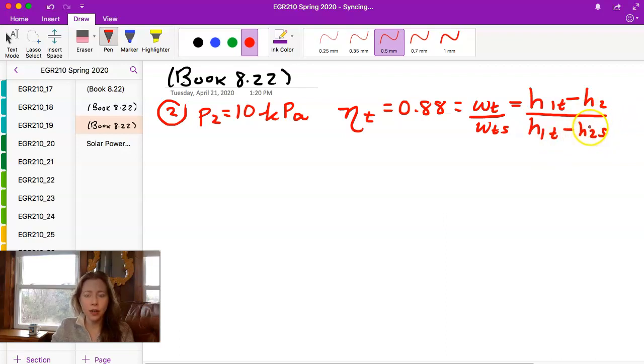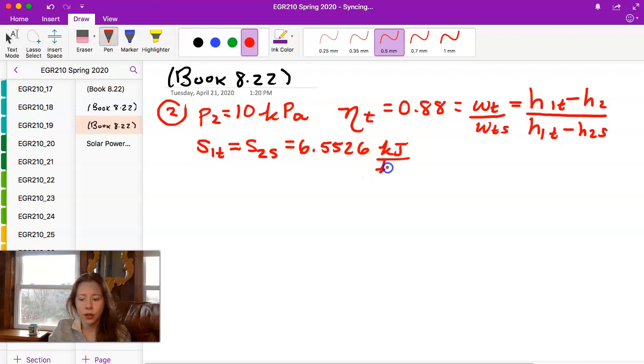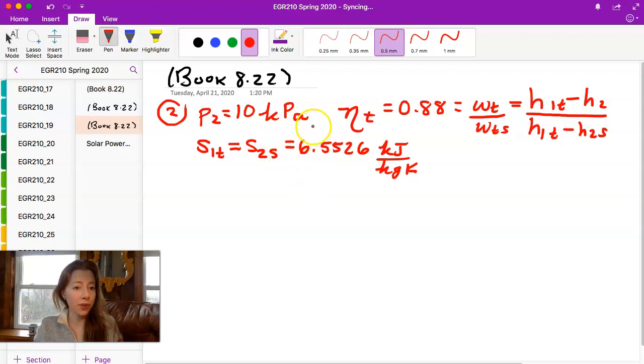And the thing is here, we know what the isentropic enthalpy is, because what that means is between state 1 when we enter the turbine and state 2 where we exit the turbine, we're not getting any change in entropy. So delta S is 0. So we know that S1T is equal to S2S, which was 6.5526 kilojoules per kilogram Kelvin. So let's go to our tables then and see if we can figure out what temperature we're at, what H2S is. And once we know H2S, we can rearrange and solve for H2. But let's just start by getting our H2S first.